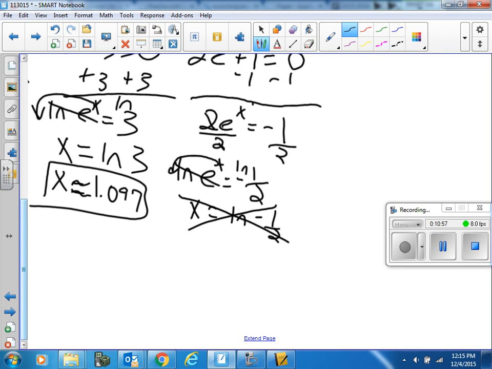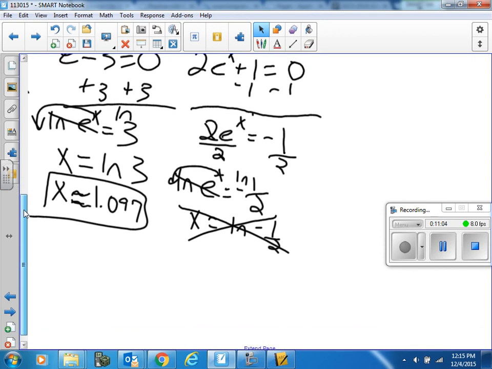Right, so our exact value is natural log of 3, approximately 1.097.